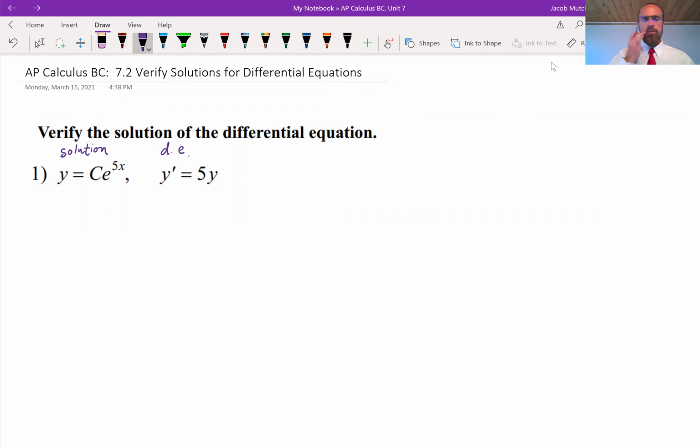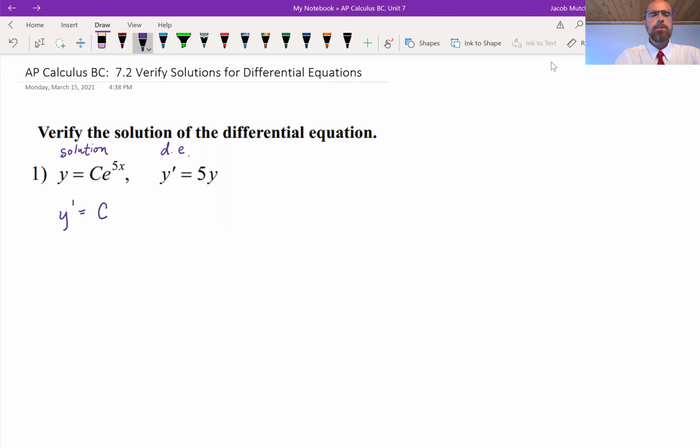Now, in order to verify that this solution, y equals c e to the power of 5x, is a solution of my differential equation, I want to find the derivative of my solution. If y is c e to the power of 5x, then I need to discover the value of y prime. So I'm just going to take this initial equation and take its derivative. I'm going to write y prime equals, and then I need to take the derivative of c e to the power of 5x. I see I have to use the chain rule.